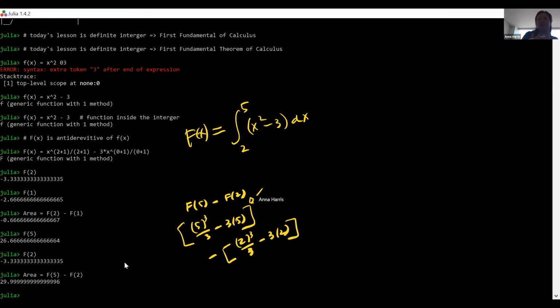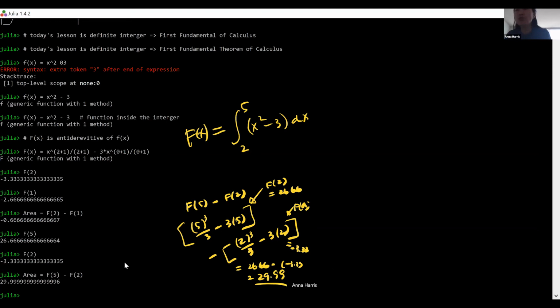This I don't have to do by myself anymore because my Julia does for me. And Julia just said that is equal to 26.66. And that is my f of b, f of a. Julia said that is equal to negative 3.33. So when you add it together, you get 26.66 minus 3.33, which gives you 29.99. So that's the area.